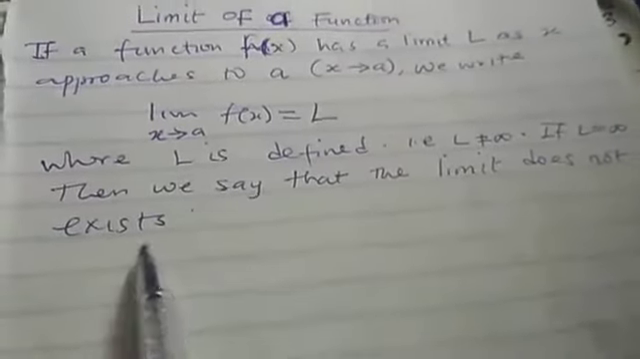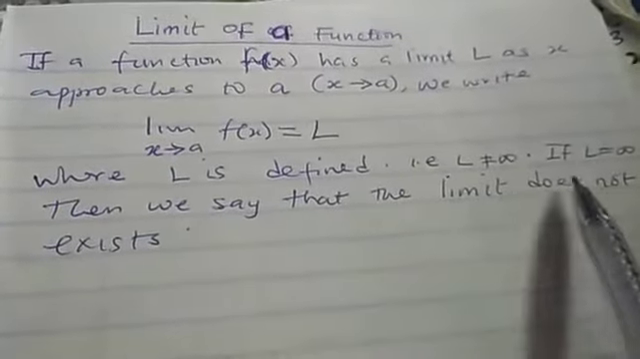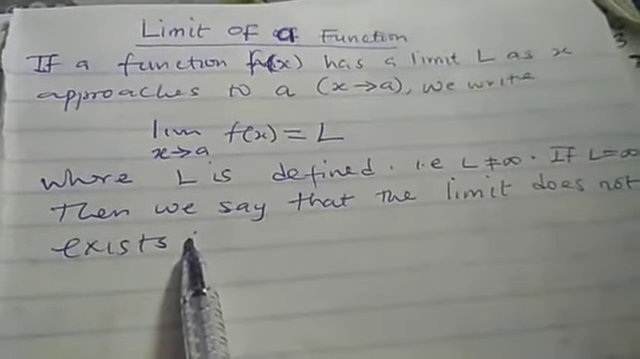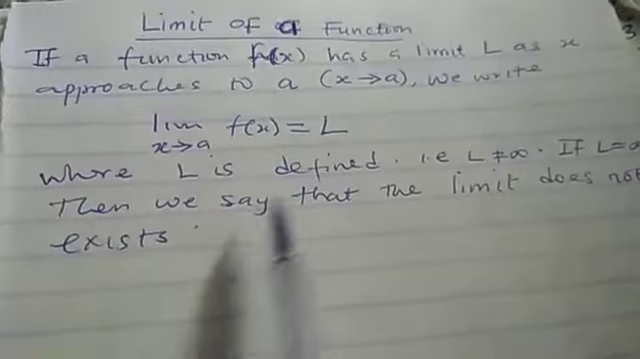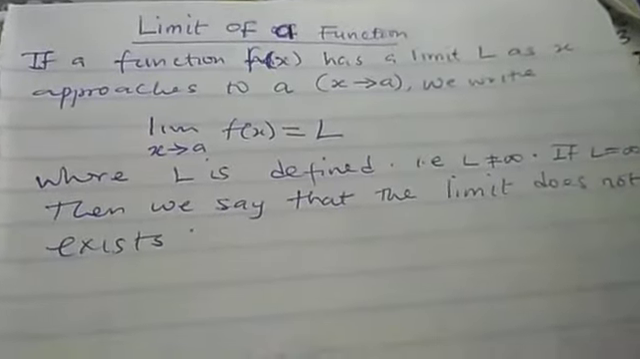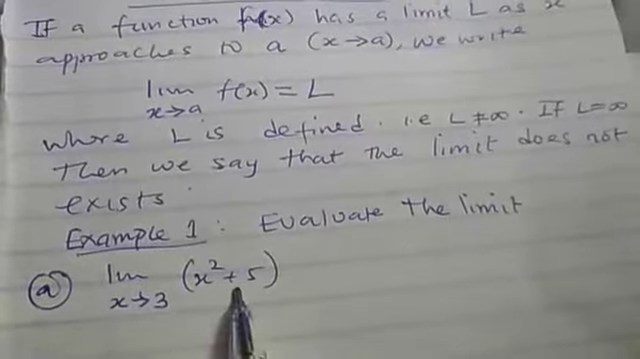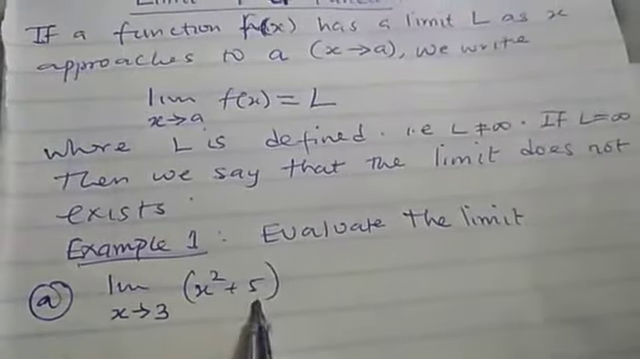But we normally encounter a problem. Most times when we find the limit, it will be equal to infinity, but in a real sense, it's not infinity after we have applied some tricks. Now let's consider an example. If you want to evaluate this limit, s tends to 3, s squared plus 5.